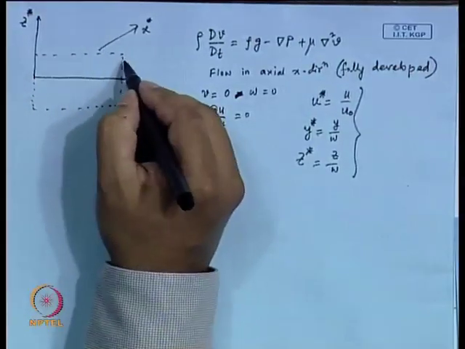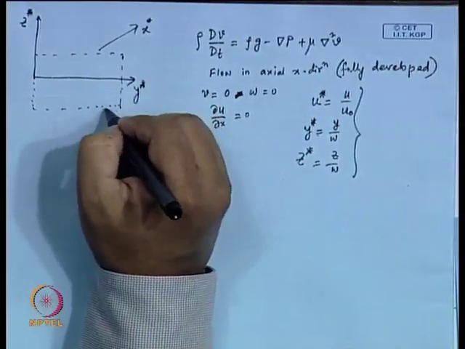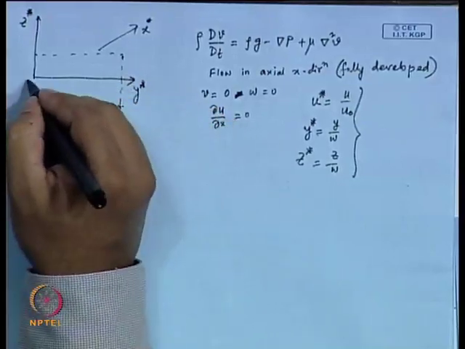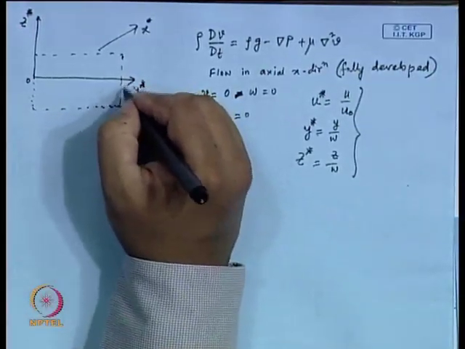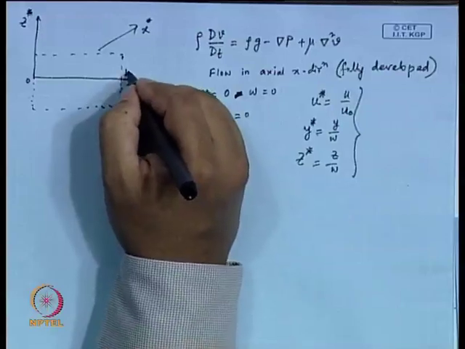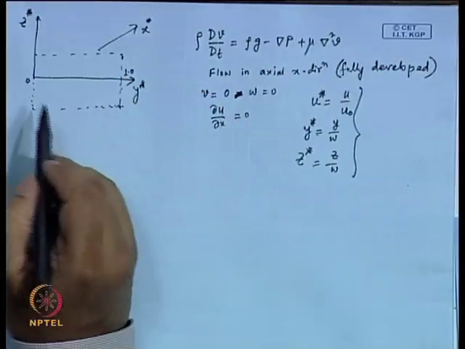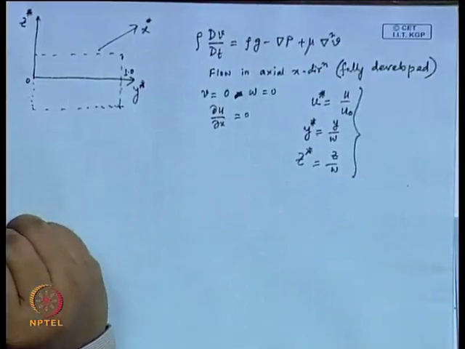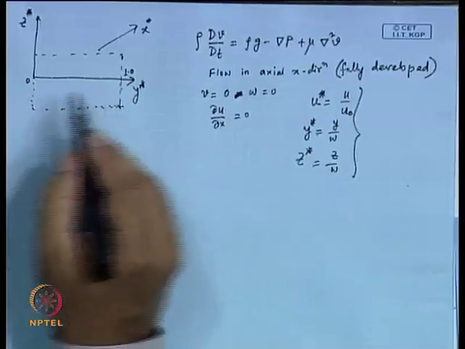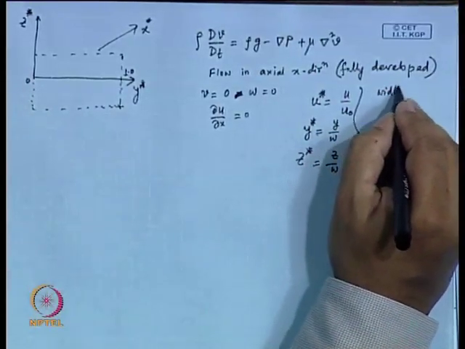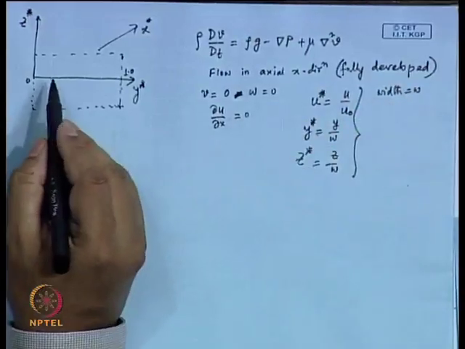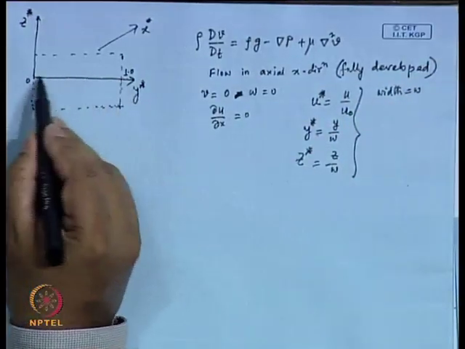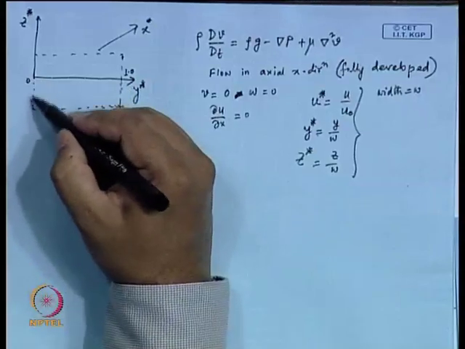This is the channel. So, here y star is equal to 0, here y star is equal to 1, here y star is equal to 1, here y star is equal to 0. Because the width of the channel is W, width is equal to W. What do we define by width? This is the width, and this is the height.